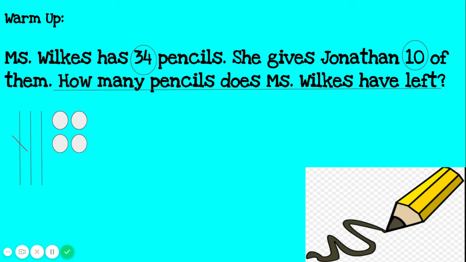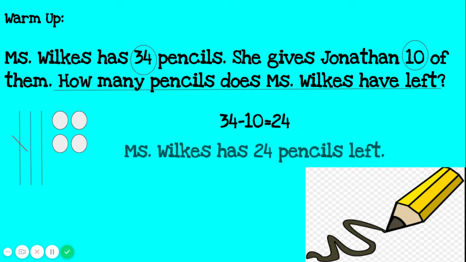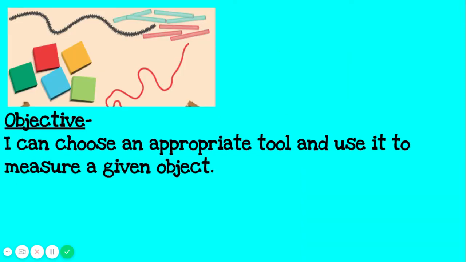I have to write my equation. 34 minus 10 equals 24. Then I'm going to write my sentence. Miss Wilkes has 24 pencils left. Remember, boys and girls, when you are solving a word problem, it's very important that you circle those numbers, underline the question, show your work using any type of strategy that works best for you, and write your equation and get the correct answer. We're going to start with today's lesson.